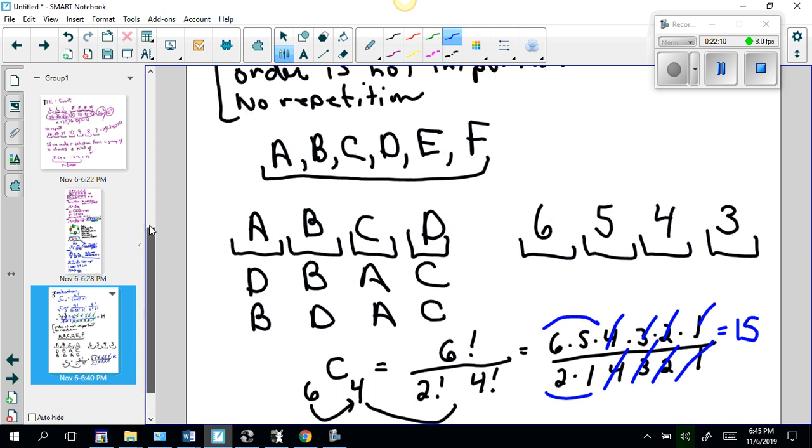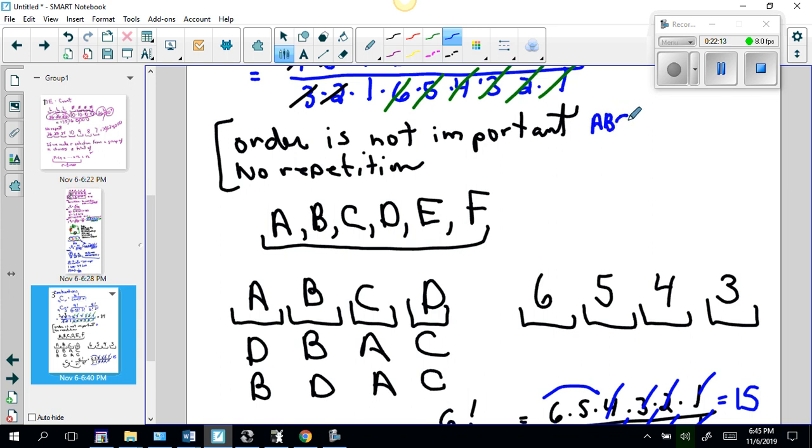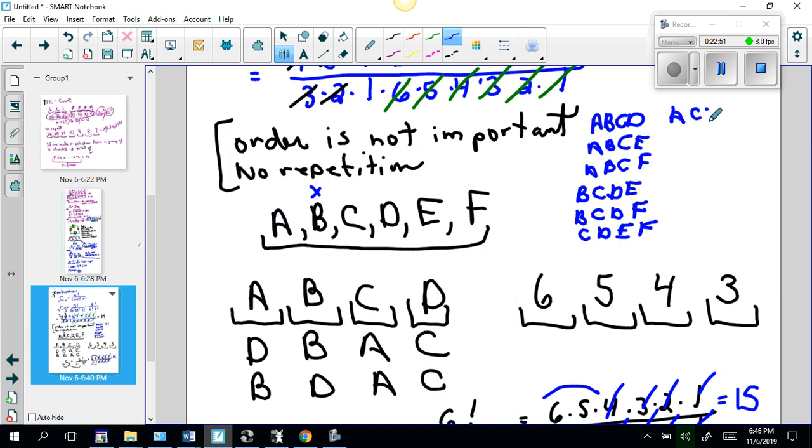So I could try. I said I'd show you how bad I am. Okay, A, B, C, D. A, B, C, E. A, B, C, F. B, C, D, E, B, C, D, F. C, D, E, F. Now let's skip the B when we start with A. So A, C, D, E, A, C, D, F.